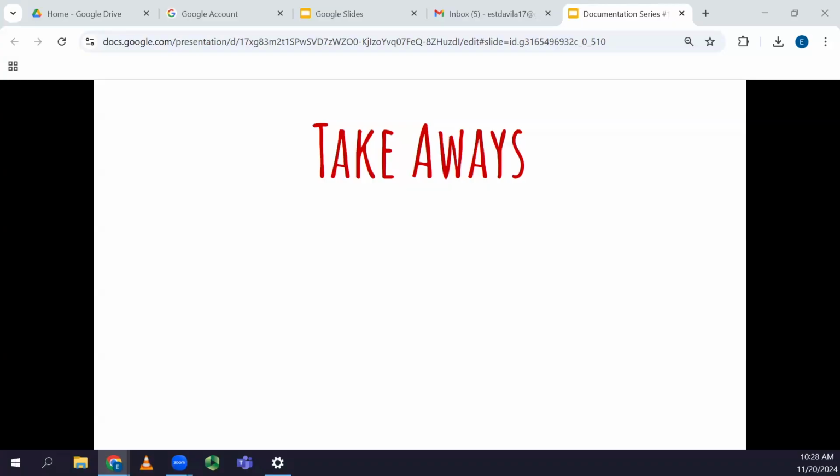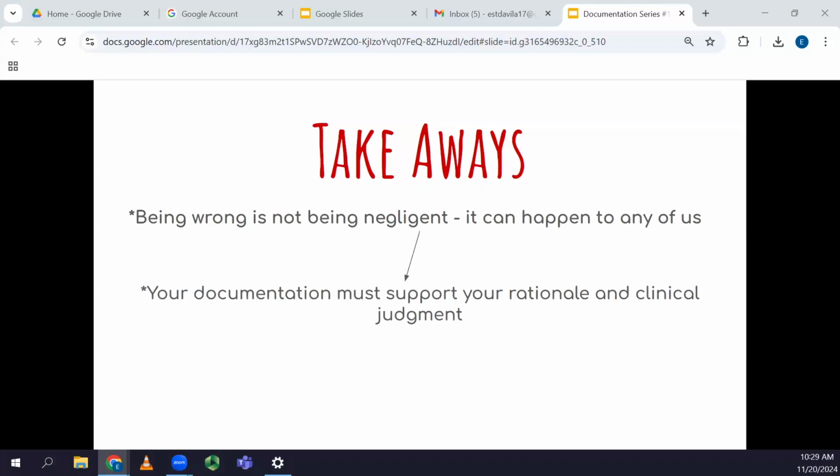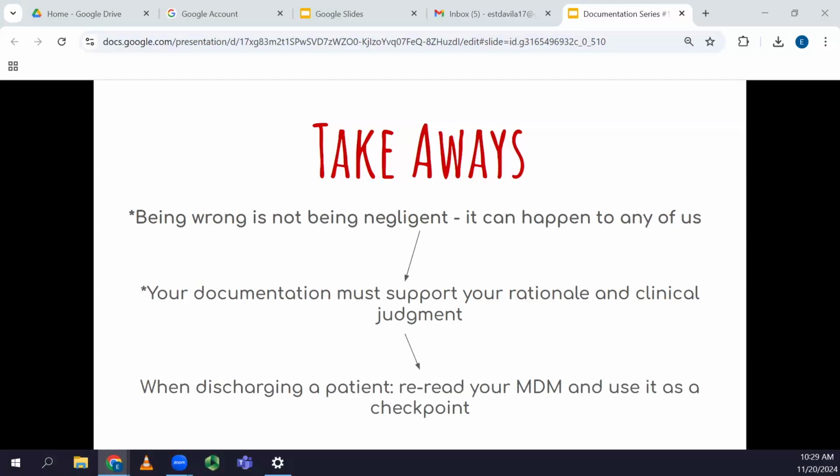So these are a few of the things that I took away from this case. One, being wrong is not being negligent, right? If you did the appropriate workup based on the patient's history and exam, it's not wrong. Your documentation must support your rationale and your clinical judgment. And when discharging a patient, reread your MDM and use it as a checkpoint. This is what I do every time before discharging a patient.